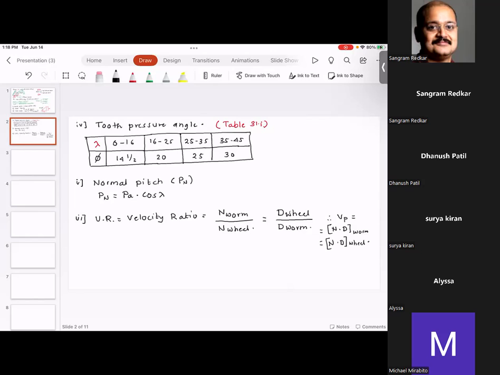Now, depending upon the velocity ratio, you have some recommended number of starts. If you have a low velocity ratio, then you can work with just a single start worm. If you have a higher velocity ratio, then it's advised to go with the multi-start worms. For that, I'm going to recommend you take a look at table 31.2 from the textbook.